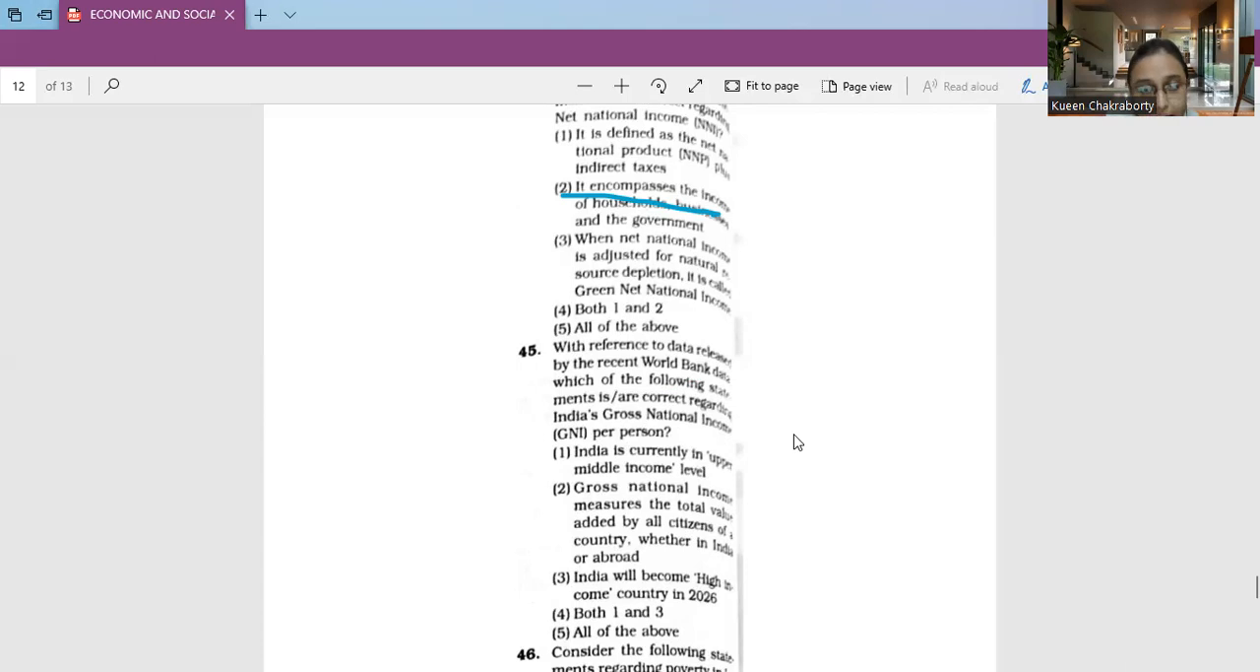On the basis of India's average annual growth rate in per capita GNI over the last few decades of 8.9%, it will become an upper middle income country with an income of $4,126 to $12,735 in 2026. So that is why the correct option to question number 45 is option number 2, gross national income. So marking this as the correct option.